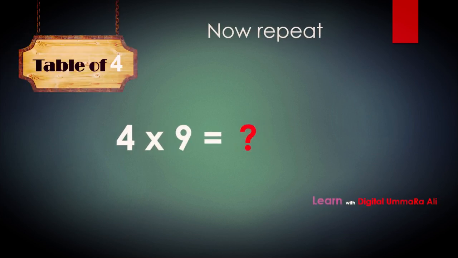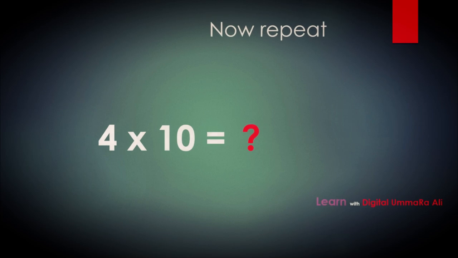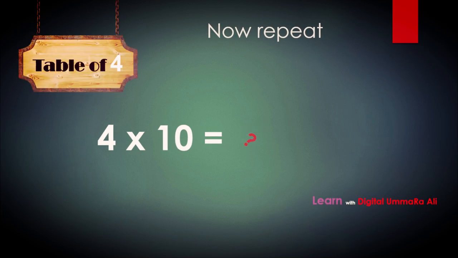4 nines are, yes, 4 nines are 36. 4 tens are 40.